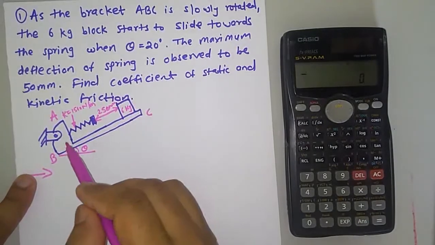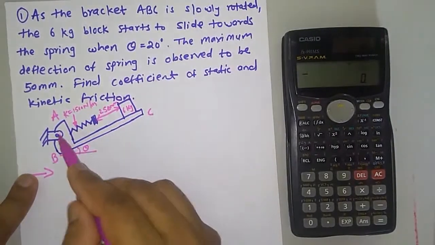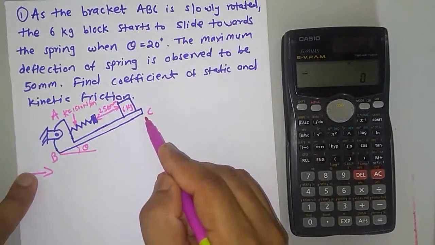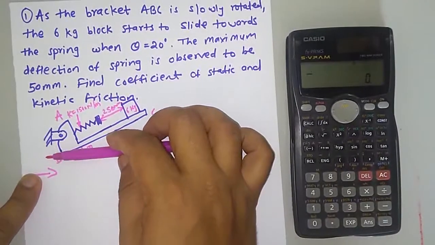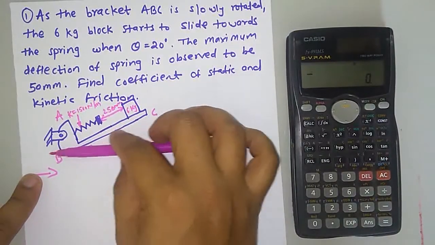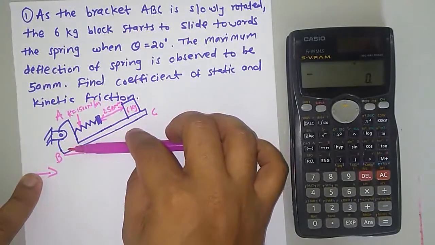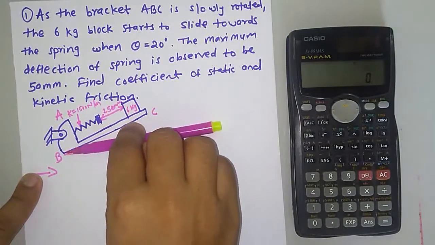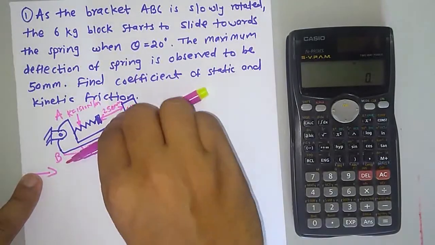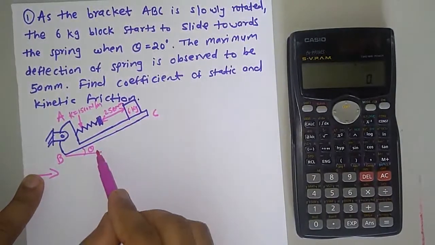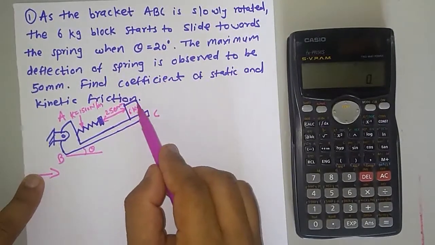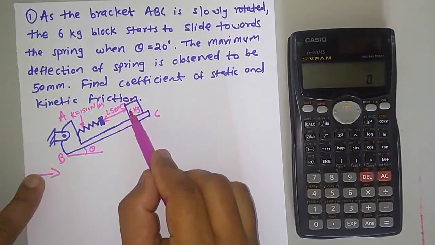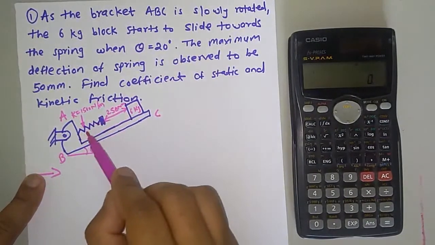Okay, so this bracket ABC is given. Earlier this bracket was at a horizontal position. When we start to rotate this bracket, what happens is, when theta is 20 degrees, this 6 kg block will start to move towards the spring.